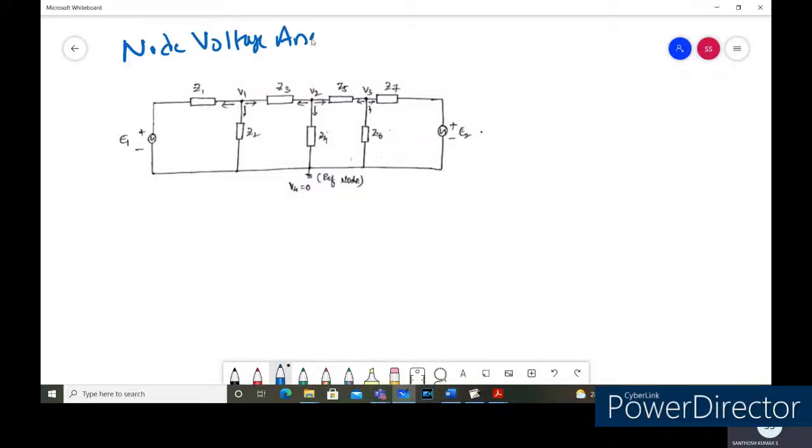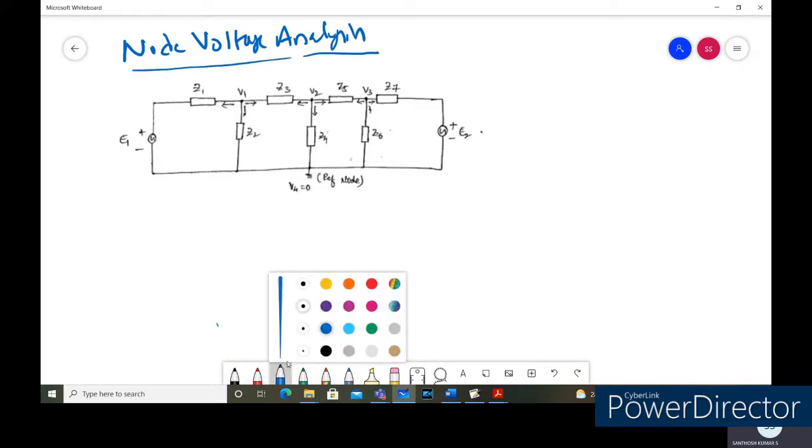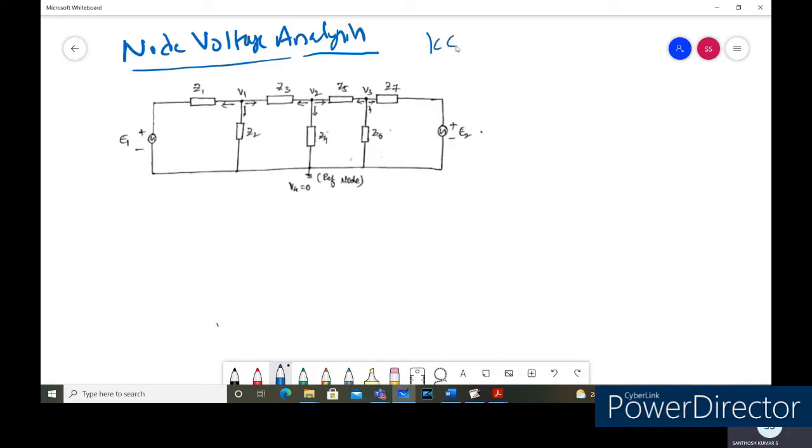We'll consider the concept of node voltage analysis, where we are going to apply Kirchhoff's current law. This Kirchhoff's current law will be helpful. We are going to assume that the current entering the node is equal to the current leaving the node, and we apply this concept in order to evaluate that network here.